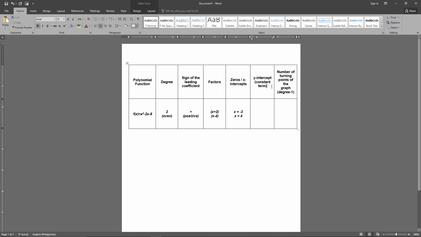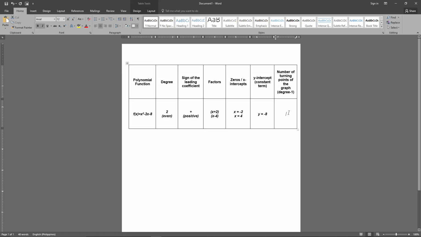Now, finding the y-intercept, as it says here in the instruction, we just have to look at the constant term of our polynomial function. It is shown here that our constant is negative 8. That also means that our y-intercept is negative 8.